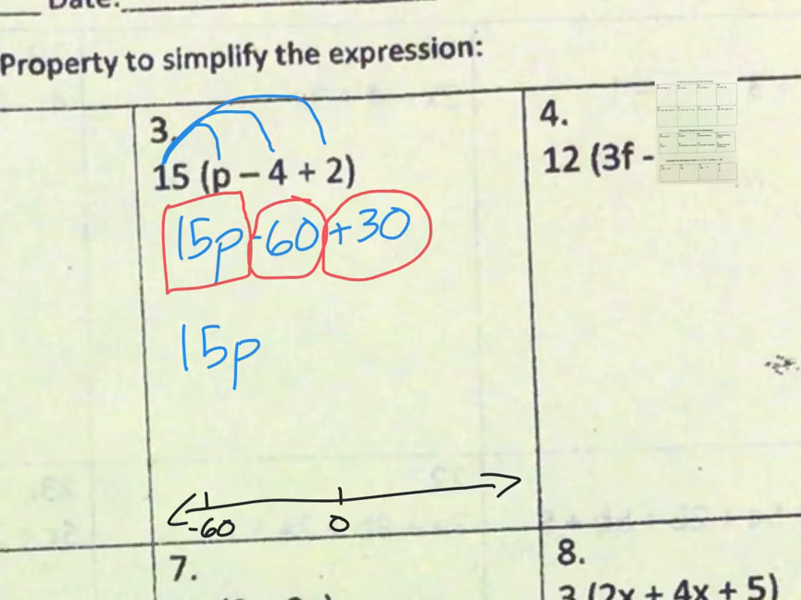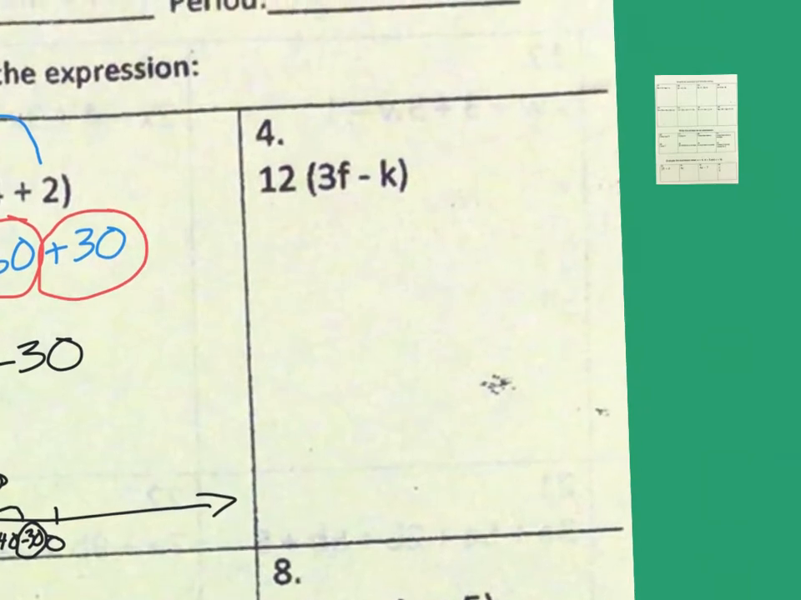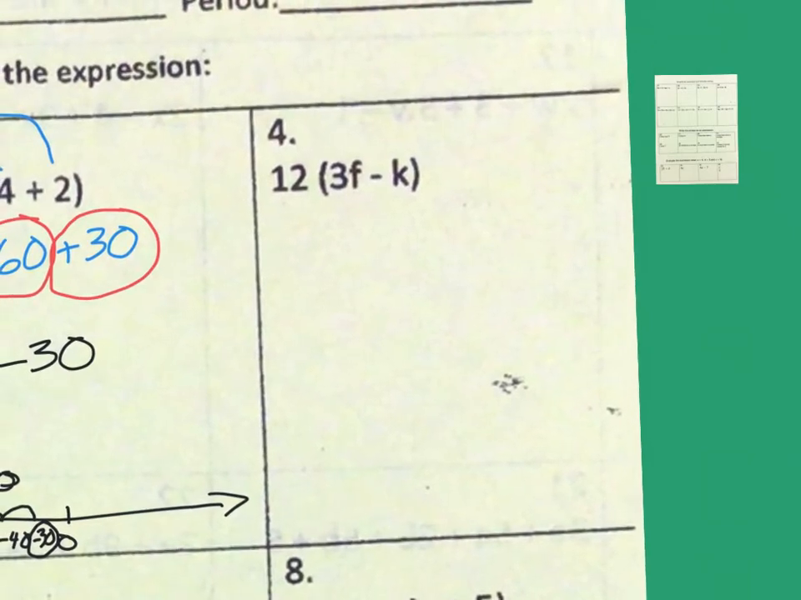If I add 10, I would be at negative 50. If I added another 10, I would be at negative 40. And then if I added another 10, I would be at negative 30. So I added 30 right here, and I ended at negative 30. So this would be 15P minus 30. That's why I'm going over that one, because it deals with the negatives and it's kind of weird. That one you should be able to do.